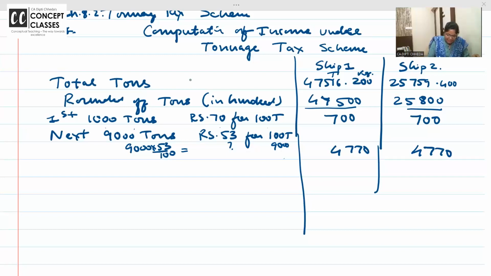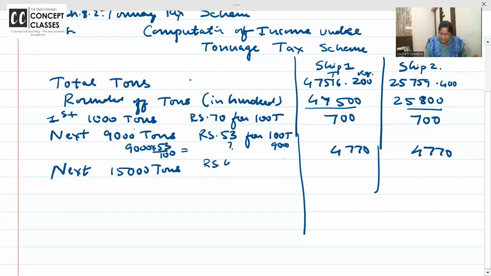On the next 15,000, meaning from 10,000 to 25,000, rupees 42 for 100 tons. So for 15,000 tons, how much? 15,000 into 42 divided by 100. 6,300.